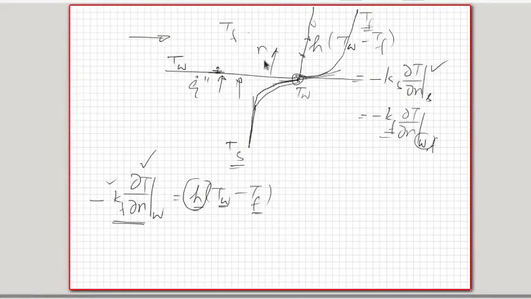So if that coordinate n is x or y, this will be del T by del x or del T by del y, which can be obtained from the solution that you get of temperature as a function of x at this location. So the heat transfer coefficient can be derived out of that.